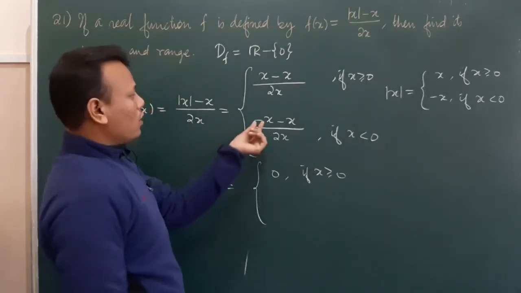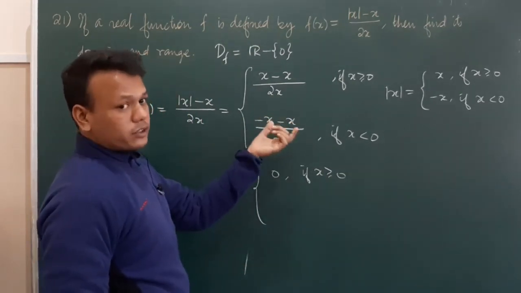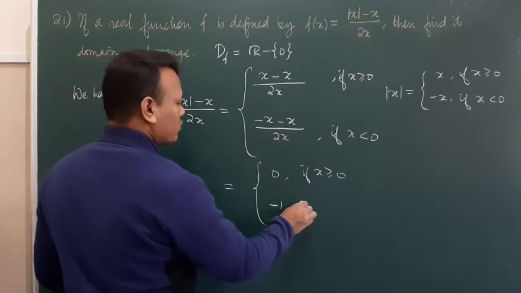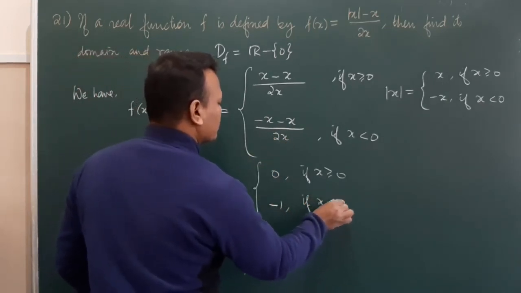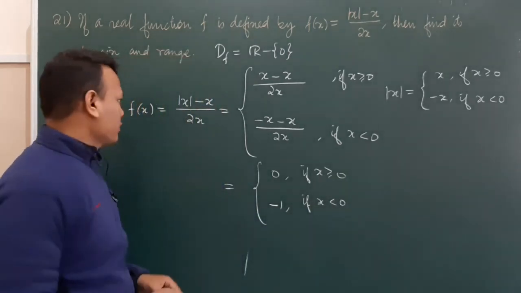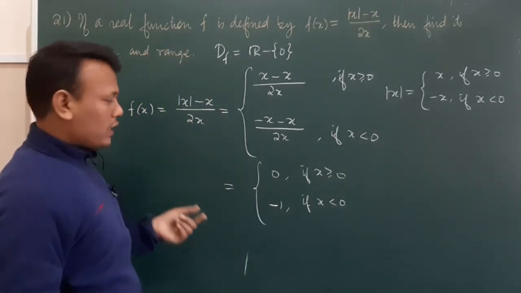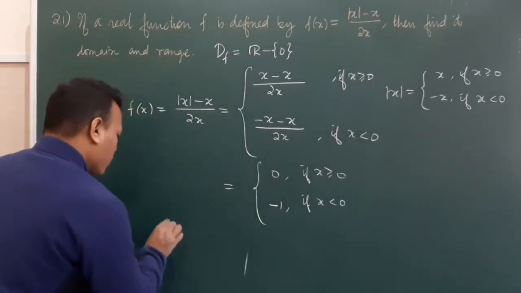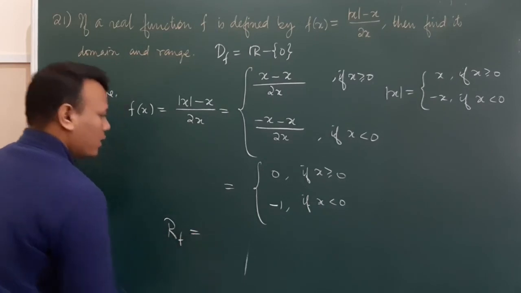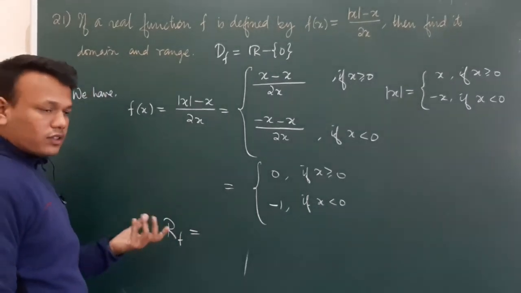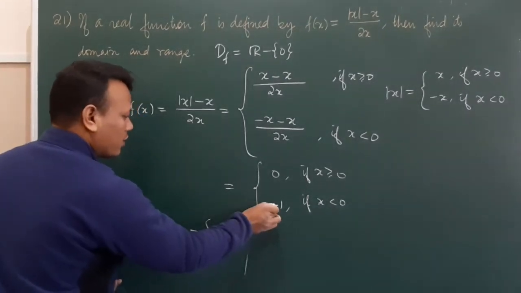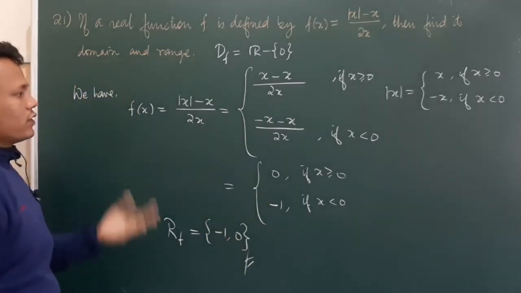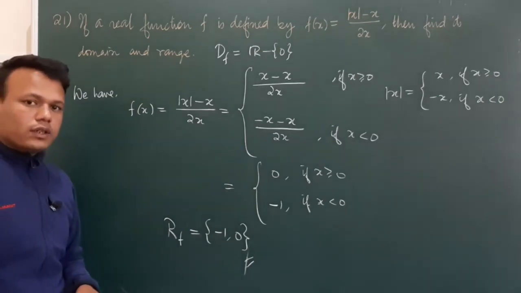Now how much is this? This is minus x minus x, that is minus 2x. So minus 2x divided by 2x is minus 1. So it will be minus 1 if x is less than 0. That means the function takes only two values, that is 0 and minus 1, isn't it? So the range of the function will be the possible values of the function. The possible values are minus 1 and 0. So this will be the range for this particular function. So pause the video and note it down.